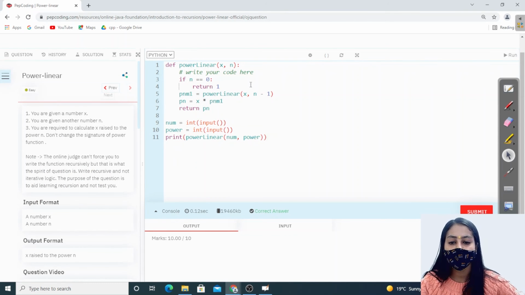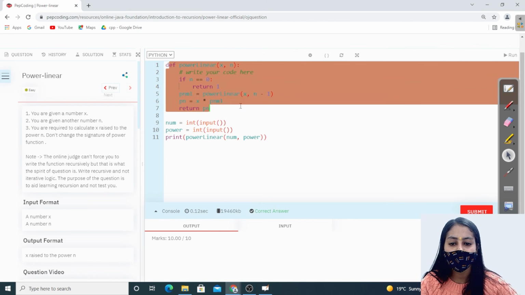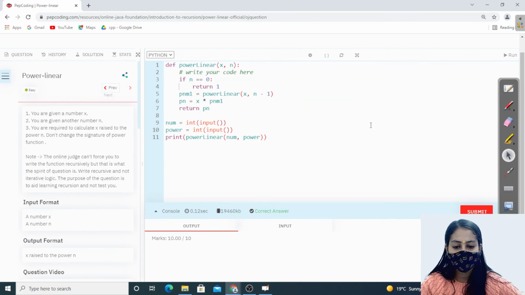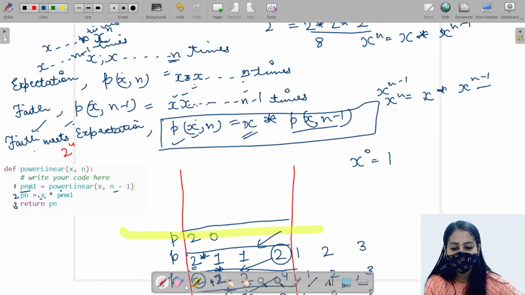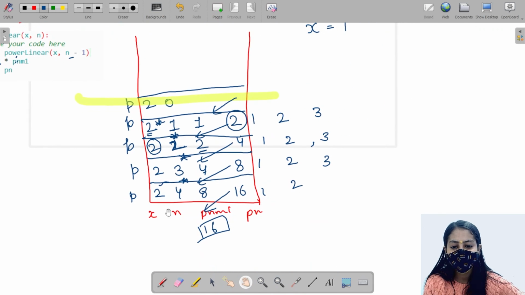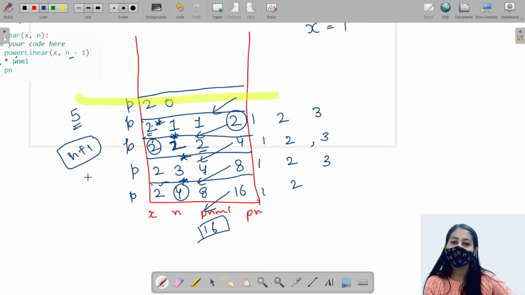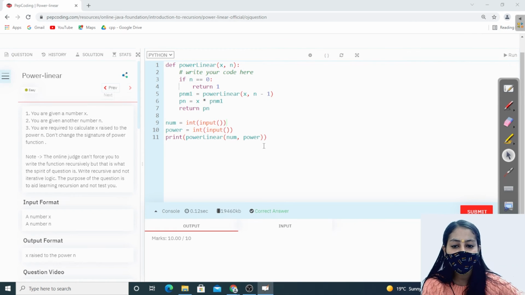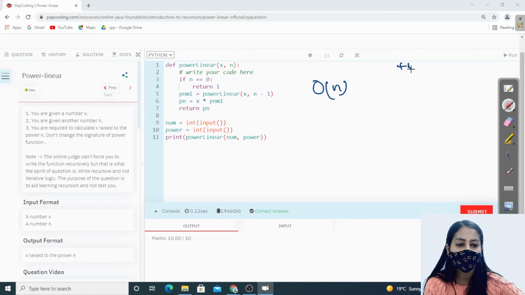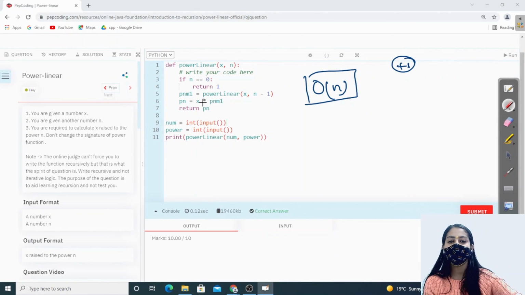Now how much time is this function going to take? So how many times are we calling this function? 1, 2, 3, 4, 5, right? So we are calling this function 5 times, which is what? n plus 1. So we are calling this function n plus 1 times. So our time complexity in this case will be what? Big O of n, right? Because plus 1 is usually ignored. So our time complexity for this function is Big O of n.